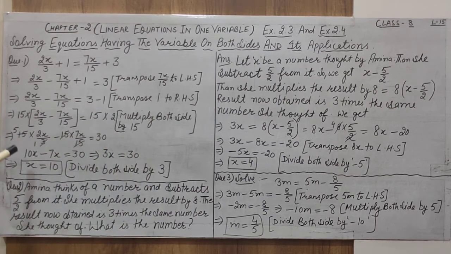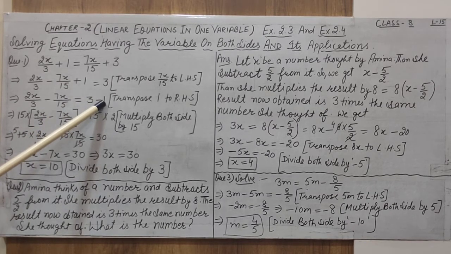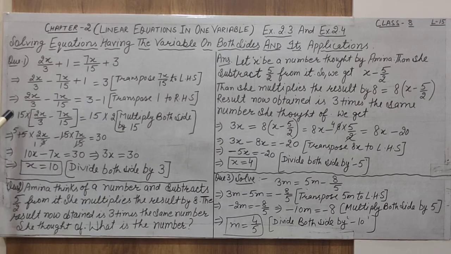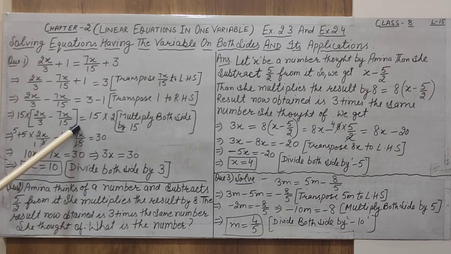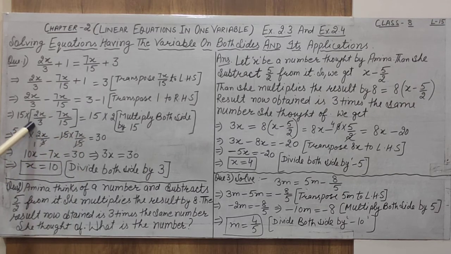Multiply both sides means multiply both the terms of the left hand side and multiply the term on the right hand side. In the left hand side, when 15 is multiplied, it is multiplied with both the terms. That's why I have selected a bracket to show these terms collectively. That is 2x by 3 minus 7x by 15. Similarly, 3 minus 1 we get 2 and this is also multiplied with 15.